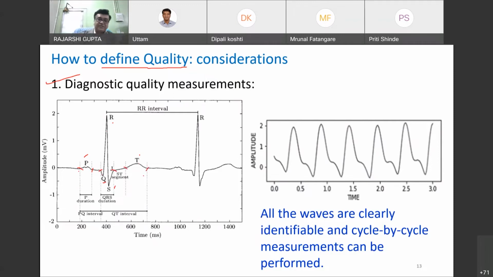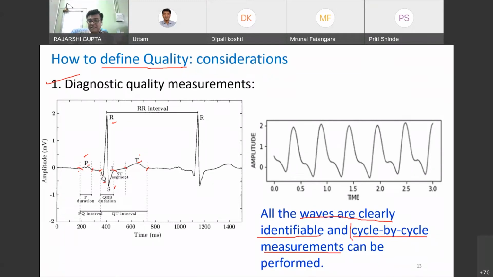So when all these fiducial points, I think you know what a fiducial point is. Basically these R, then T, this P, then the onset, offset, these are called fiducial points. So when you can make all these measurements very reliably and accurately, either by using a computer algorithm or by visual inspection, this is called diagnostic quality measurement. The basic criteria is that all the waves are clearly identifiable and cycle by cycle measurements can be performed.